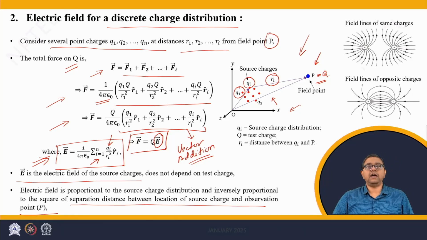Now, we will have a look at some special cases of the electric field distribution for discrete charges. For simplification, let us consider that the total number of point charges is limited to 2.